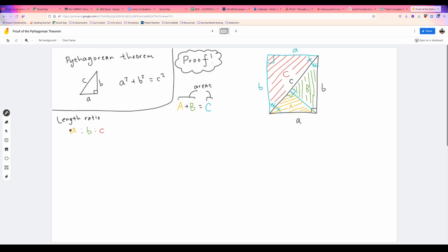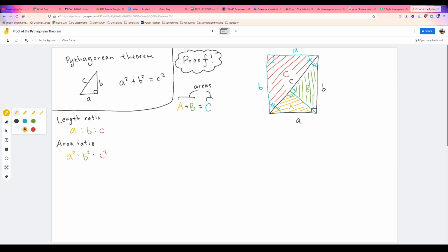Okay, that means that the relative areas are in the ratios a squared to b squared to c squared.